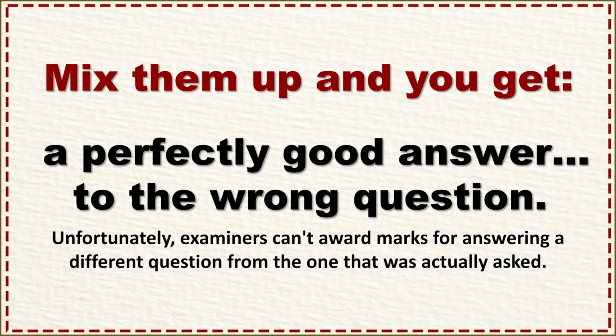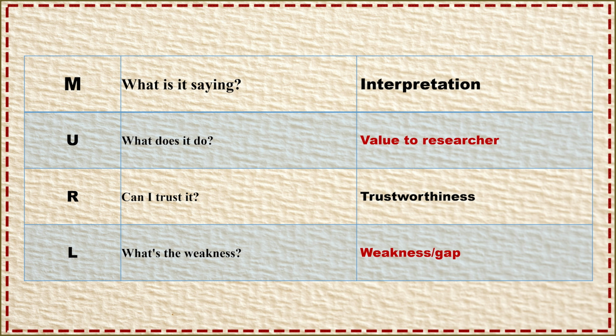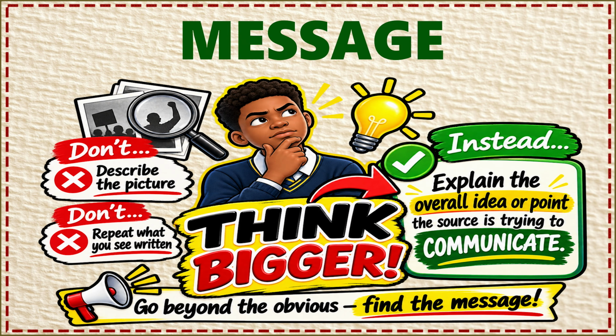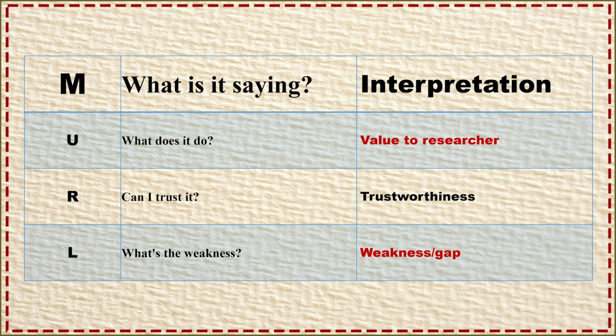So let's build the model that keeps this straight permanently by using the MURL framework as the easiest way to remember these four concepts. Each letter reminds you what the examiner wants. M is for message. What is the source saying? This is an interpretation skill. You are not describing the picture or repeating what you can see written. You are explaining the overall idea or point the source is trying to communicate.